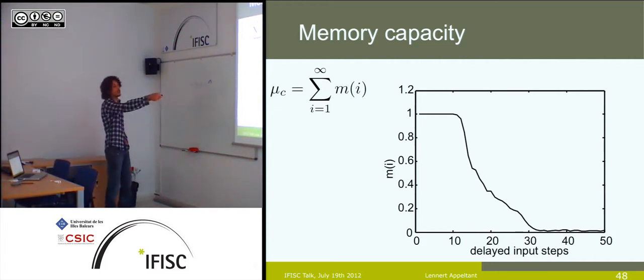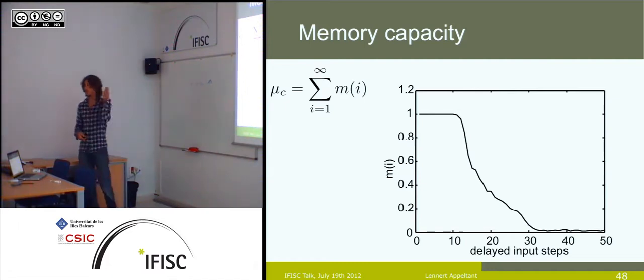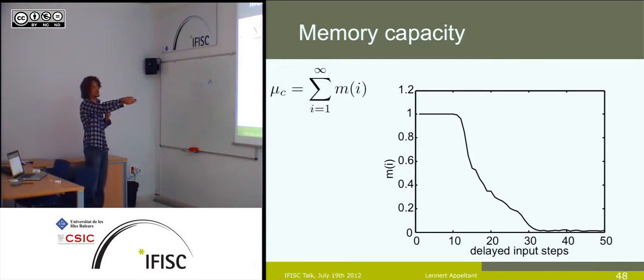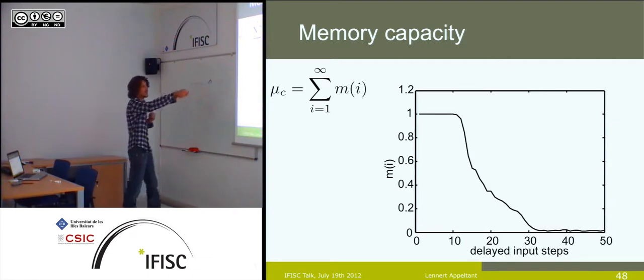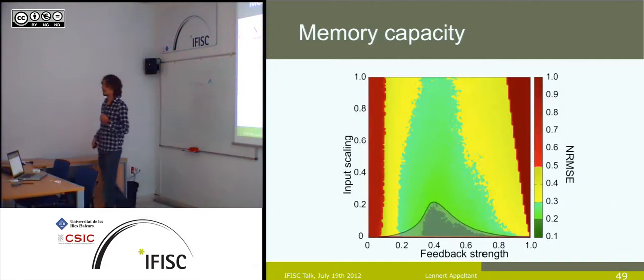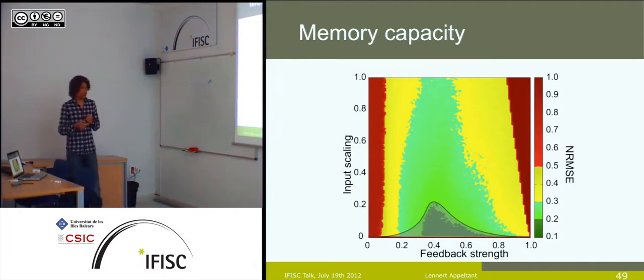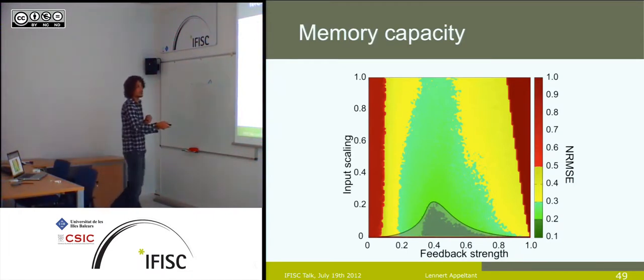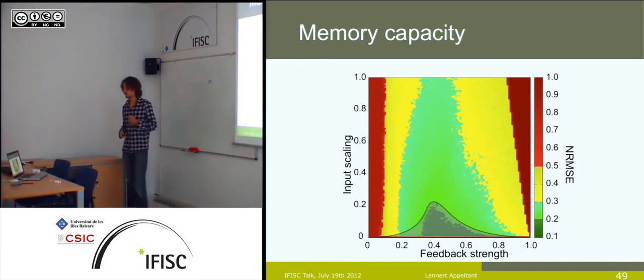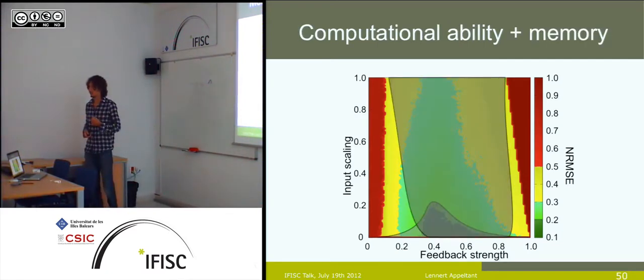And what you see is that for the first 10 steps here, our reservoir is perfectly able to reconstruct previous inputs. So we have a memory of at least 10 steps. And then this memory starts degrading. Now if we integrate this curve, we take the area underneath the curve, this is what we call the memory capacity. And in this plot, the gray lobe here is the area where we have a memory capacity of 10 or more, which we needed for NARMA 10.